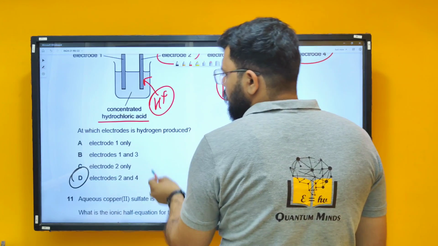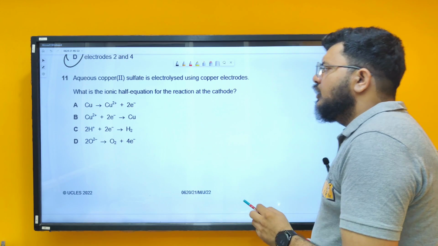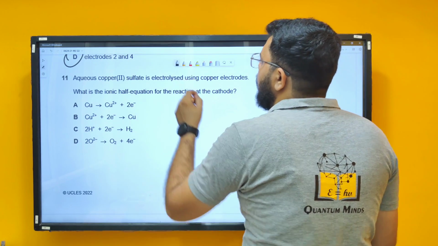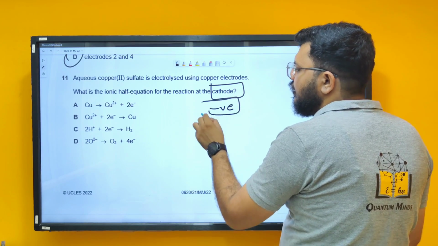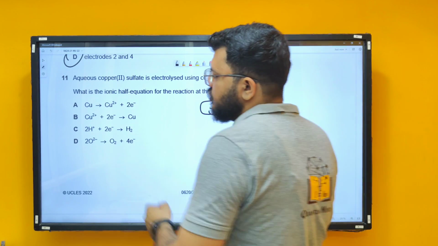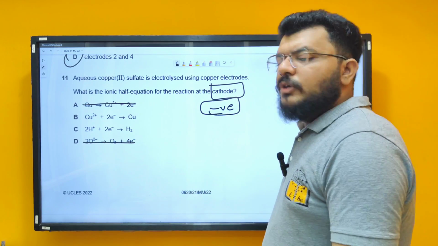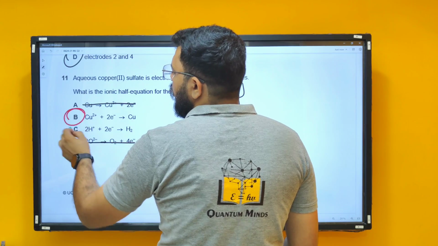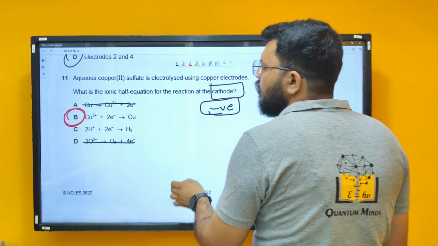Let's go to the next question. You have question number 11. Aqueous copper sulfate is electrolyzed using copper electrodes. What is the ionic half equation for the reaction at the cathode? Okay, so the cathode is negative, right? It attracts cations, as it is itself negative. So positive ions will come to the cathode. Which are the positive ions? This is not a positive ion and this is not a positive ion. Out of these two, because copper is less reactive than hydrogen, copper comes to the cathode and therefore option B is your correct answer. This is what happens with aqueous copper sulfate.